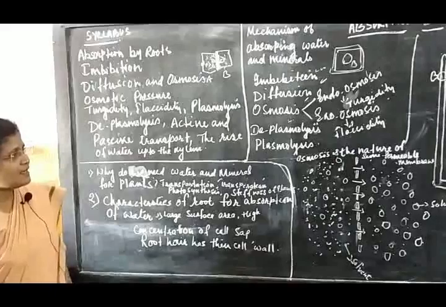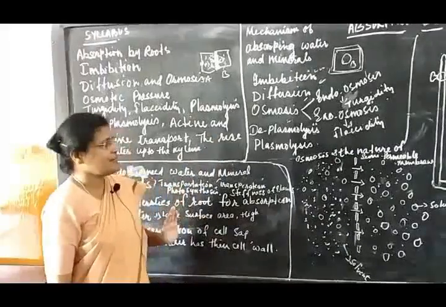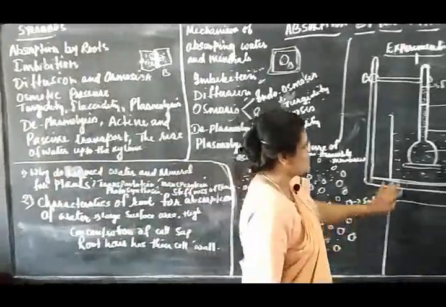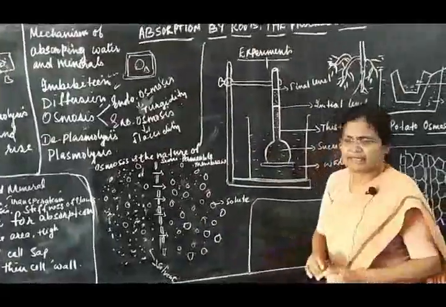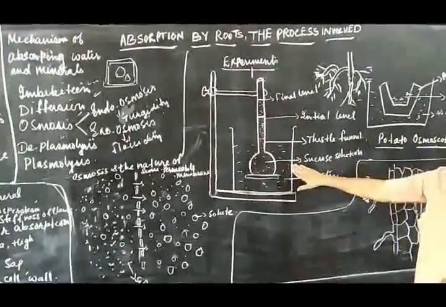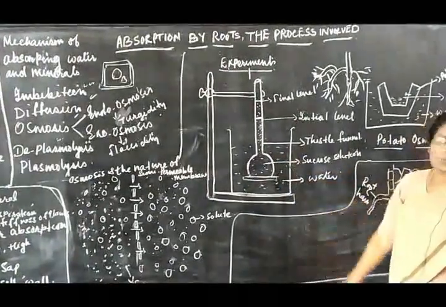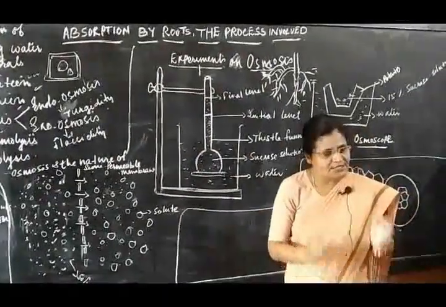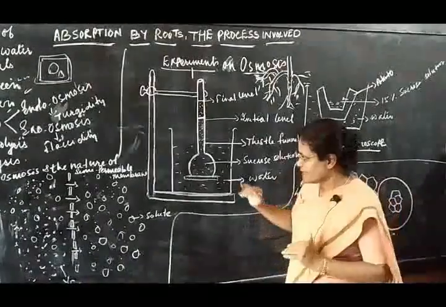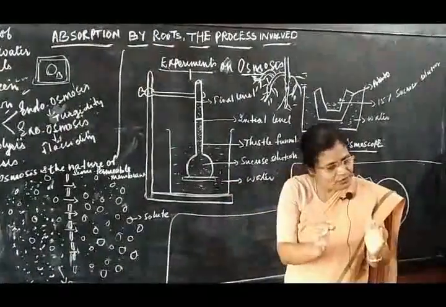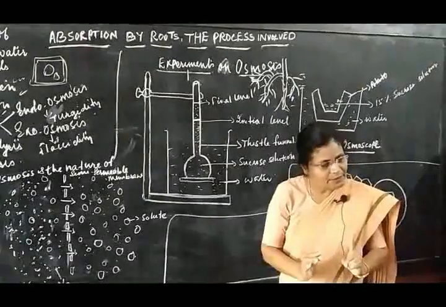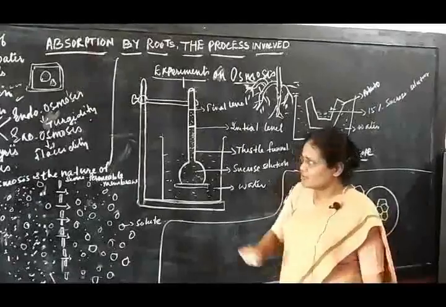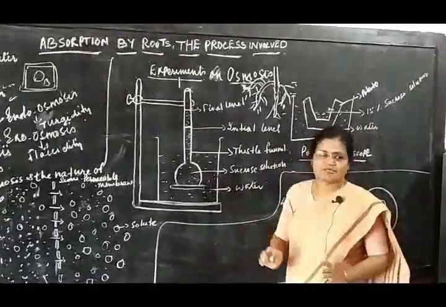Now children, before I go to turgidity and flaccidity, plasmolysis and deplasmolysis, let me tell you about an experiment, you will understand better. This is called an experiment on osmosis. I told you osmosis is movement of water molecule from the region of high concentration to the region of lower concentration through a semi-permeable membrane. So, to make you understand better, let us have an experiment.